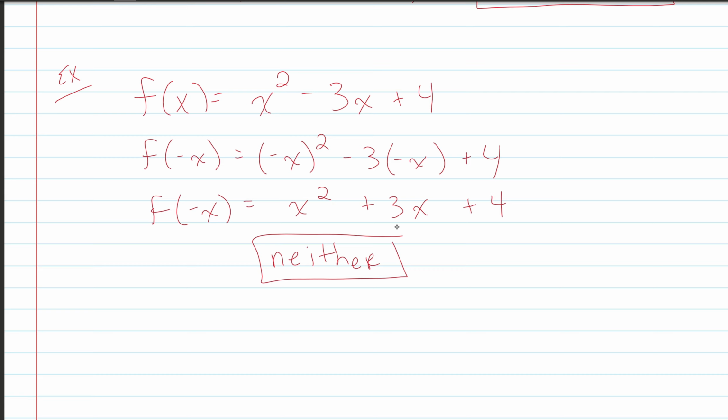So this is the strategy that you would use to see if it was an even or odd function. Plug in a negative x for x throughout the entire function. Come back and see if you got the exact same function. If so, it's even. If not, see if you get the opposite function. If so, then it's odd. If it doesn't fit one of those two, then you say neither.